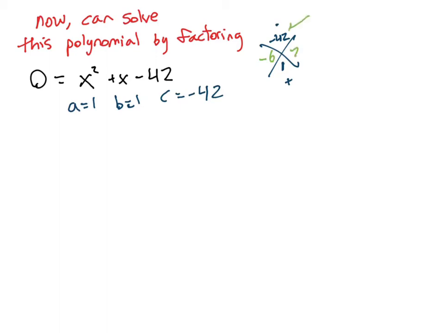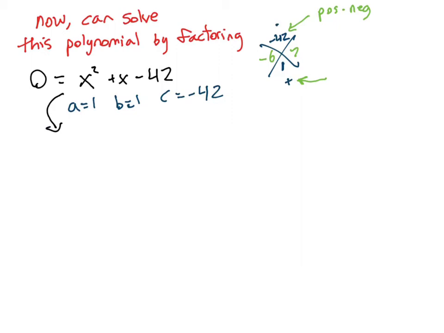To get a negative number by multiplying, we know that we need to multiply a positive times a negative, and if we want the answer we get when we're adding to be positive, then we want the positive factor to be bigger than the negative factor.